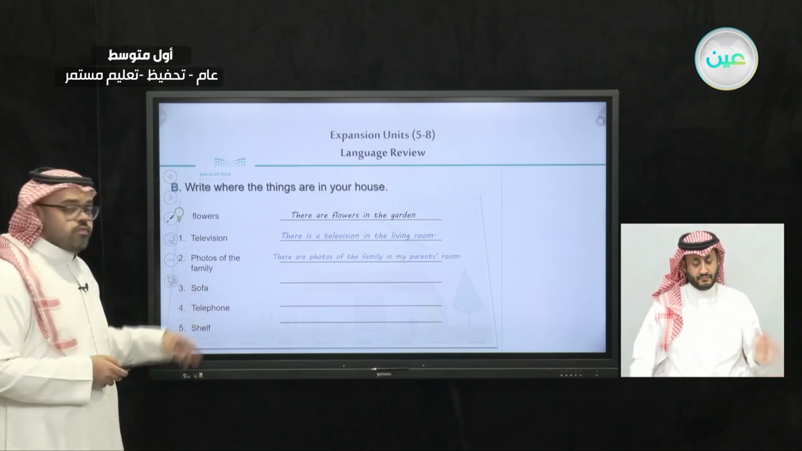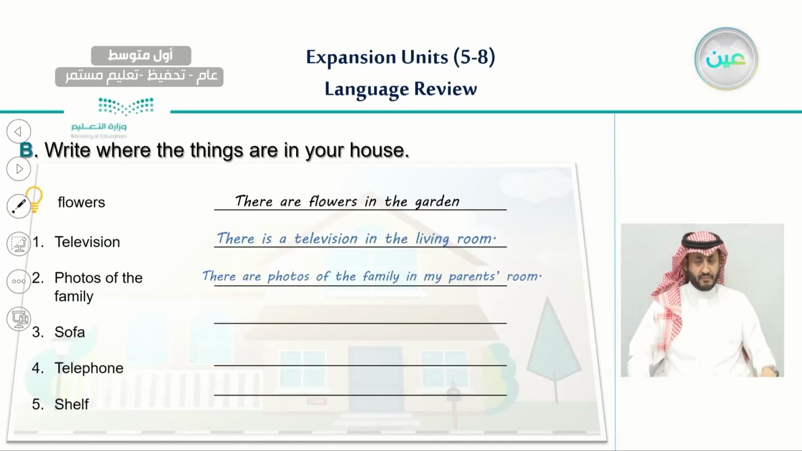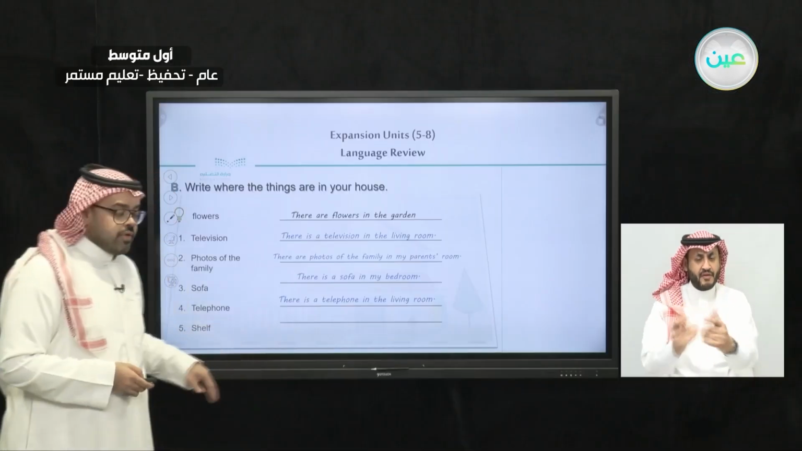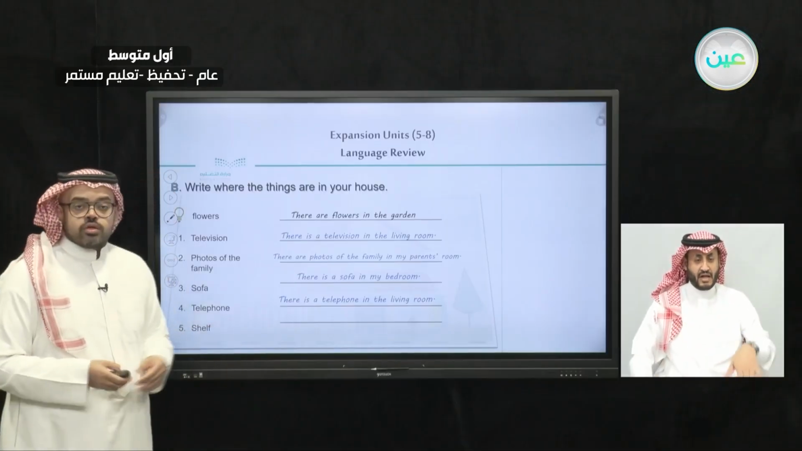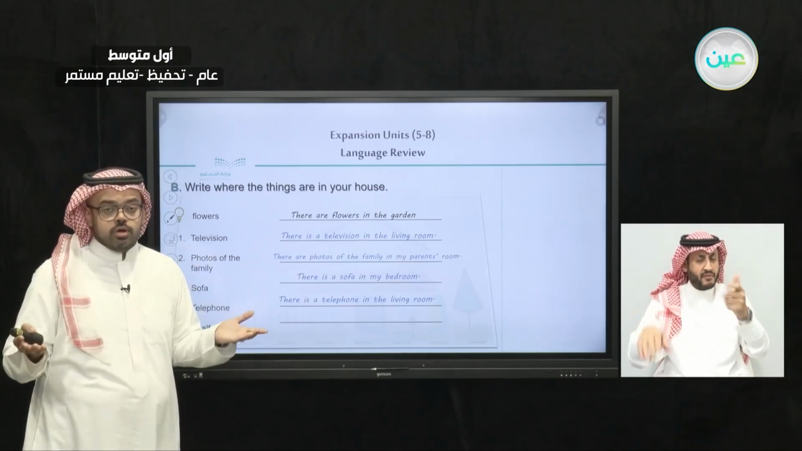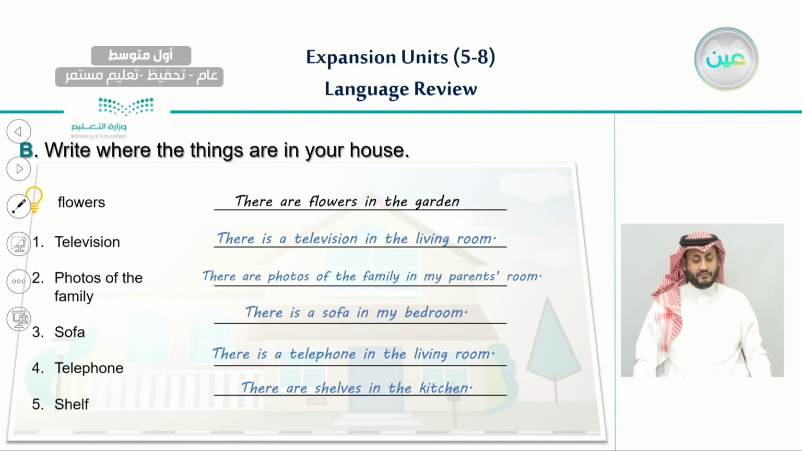The third one, sofa. Here we're going to talk about one thing. So where is your sofa? For me, there is a sofa in my bedroom. Number 4, a telephone. Where is your telephone? For me, there is a telephone in the living room. And number 5, a shelf. So where is your shelf? Maybe you have more than one shelf. For me, there are shelves in the kitchen.